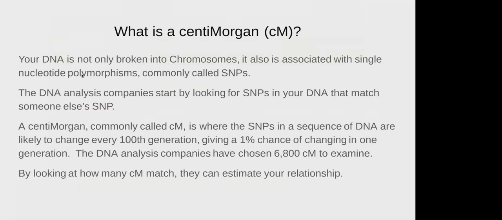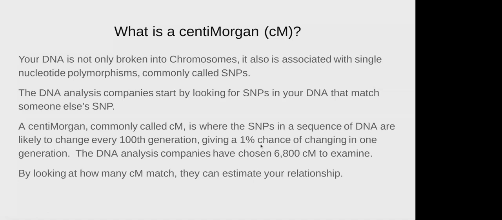Each chromosome is associated with some subcategories called single nucleotide polymorphisms, abbreviated SNP and called SNPs. So what the DNA analysis companies do is they look for the SNPs in your DNA in areas that match other people's SNPs. The centimorgan is created when the SNPs in a sequence of DNA are known to change about every 100th generation. So there's a 1% chance of changing in one generation.